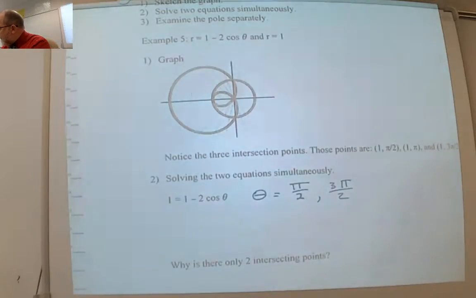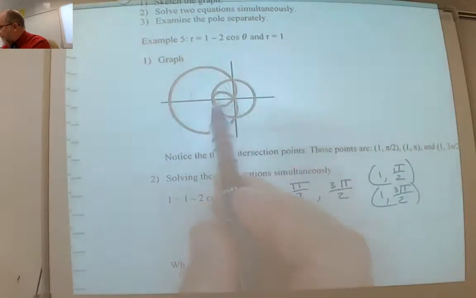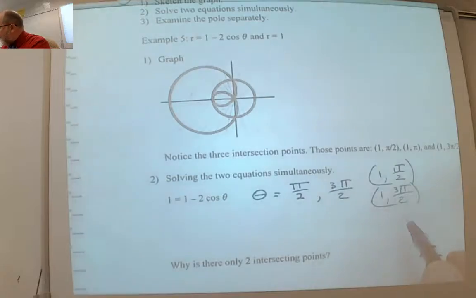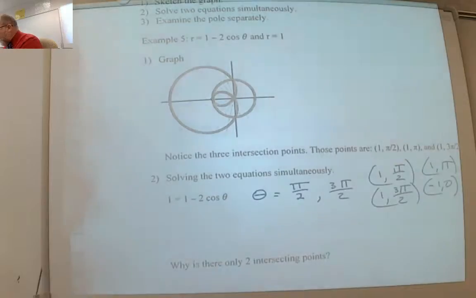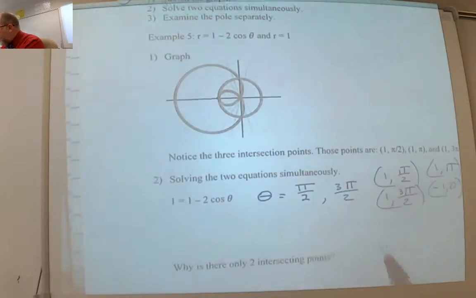And so we get 1 comma pi over 2, and we get 1 comma 3 pi over 2. And then we said we had this intersection right here, correct? And did we say 1 comma pi, or negative 1 comma pi, or a negative 1 comma 0? Right? Yeah. All right. And so actually there are 3 intersection points.